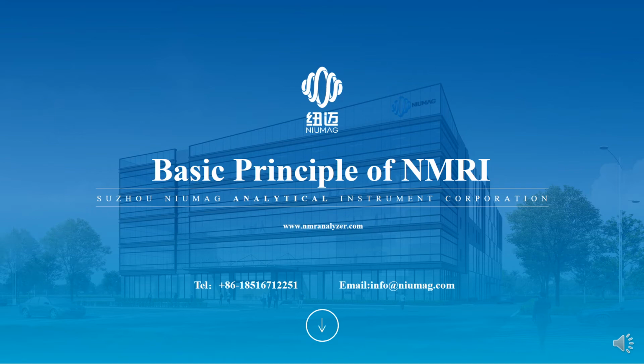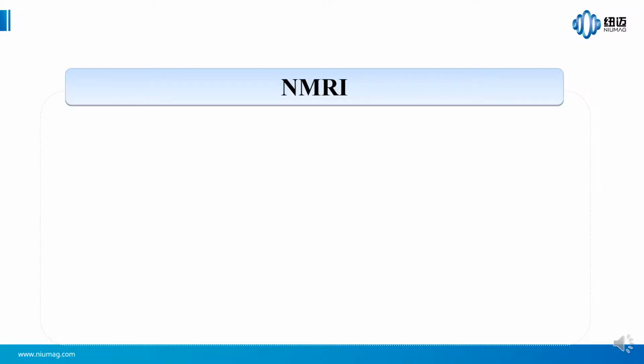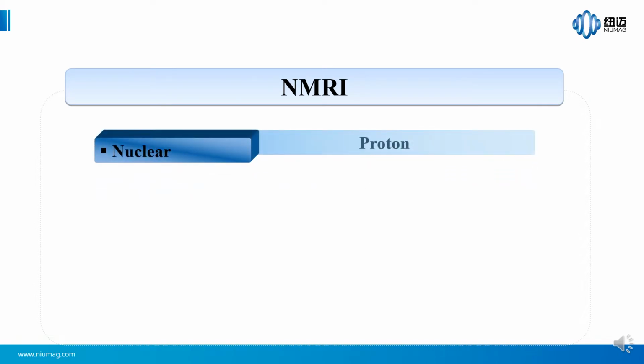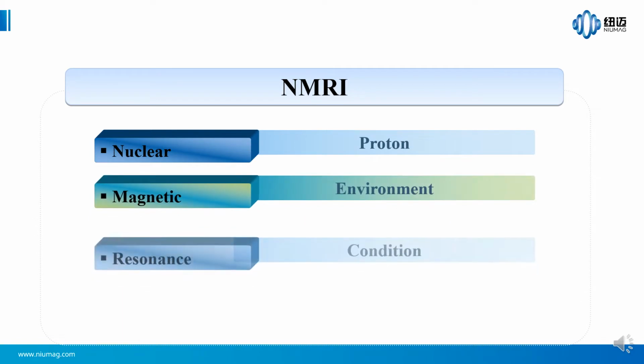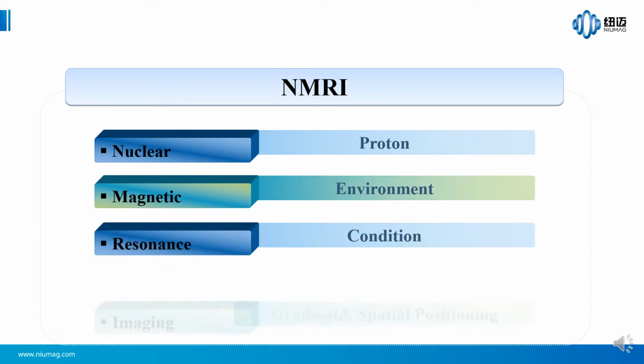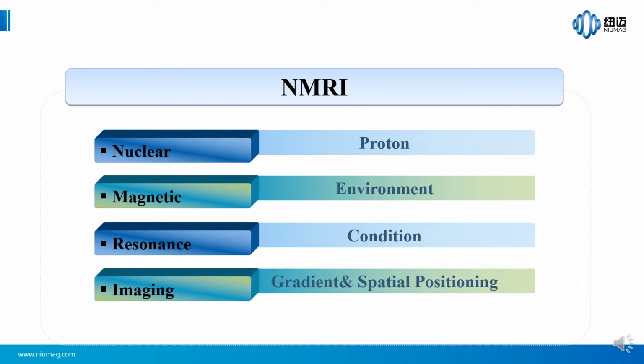In this course, we will discuss the basic principle of NMR and MRI. NMR can literally be broken down into three parts. We have nuclei, magnetic, and resonance. And then, of course, there is imaging, which we are not going to talk about today. First, we need to know which nuclei have NMR phenomenon. Not all nuclei of elements can undergo NMR.